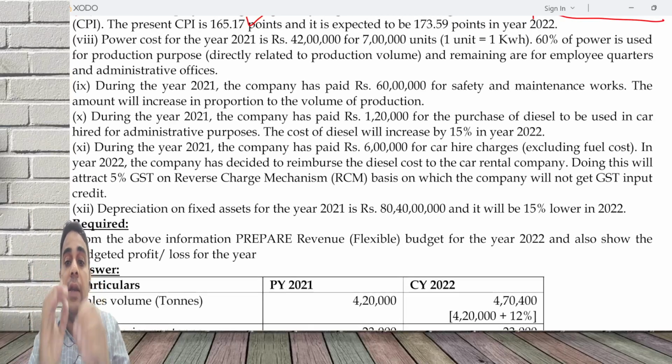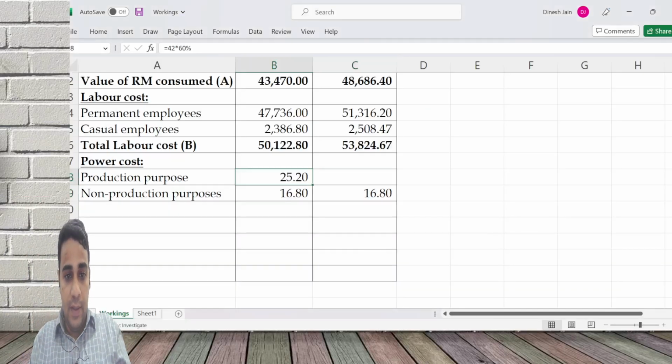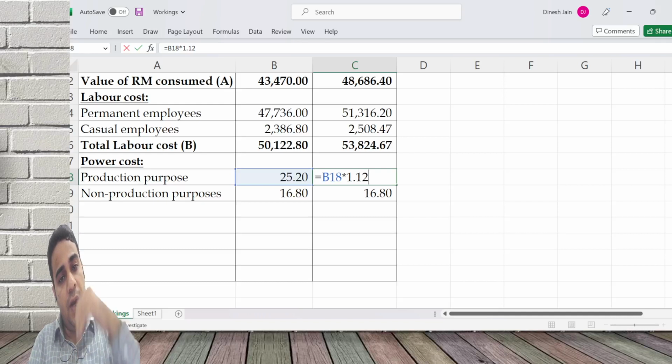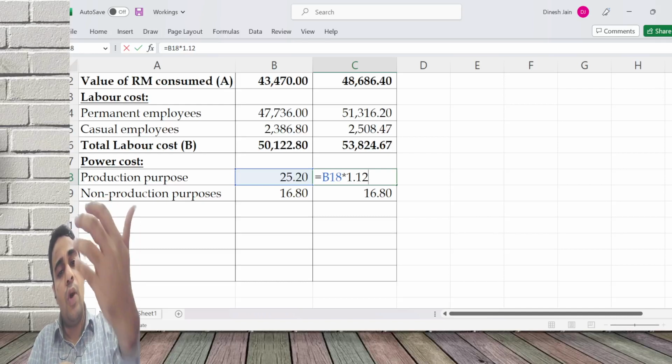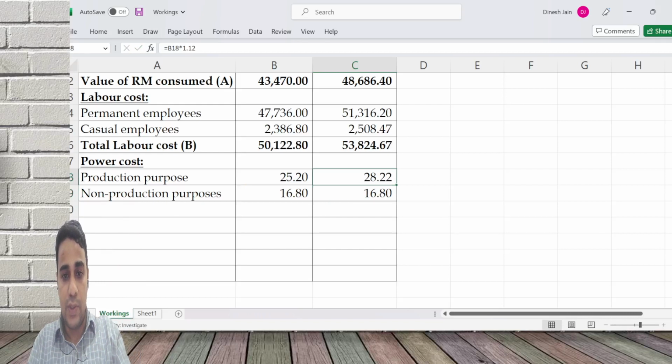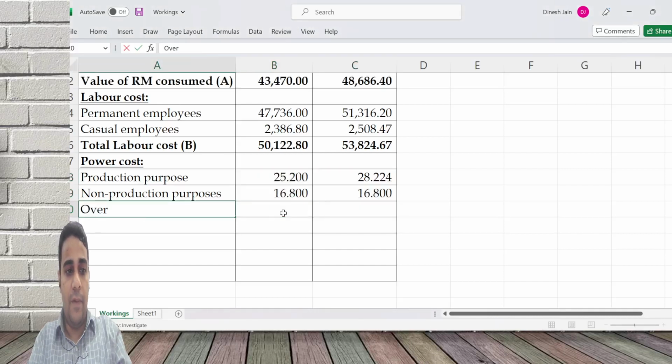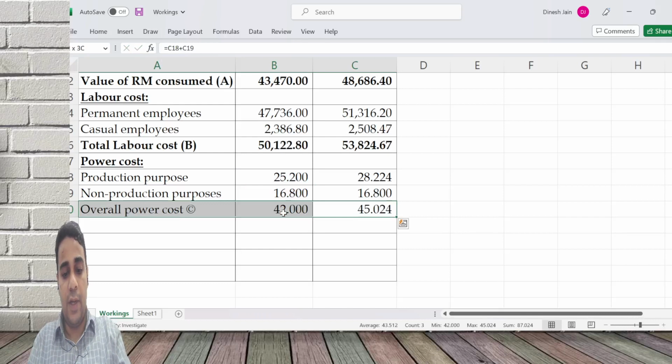Because they are saying 60% related to production, what will happen is the part related to production will go up. Why will it go? Because production went up. Listen, 42 into 60% is there. This will go up by 12%. Why will it go up by 12%? Because production went up by 12%. This number will also go up by 12%. Overall power cost, in number C, 42 lakhs and 45.024.